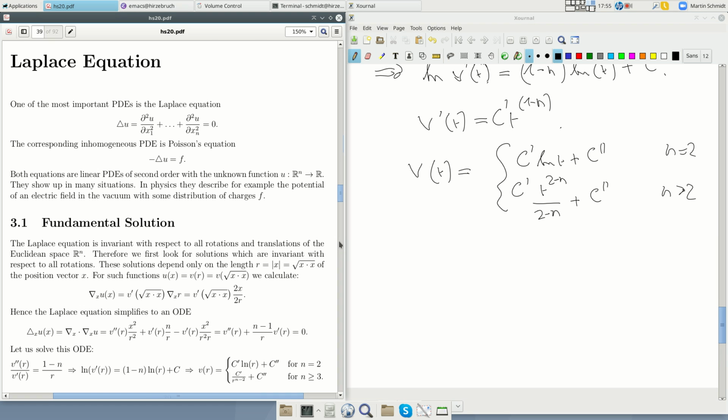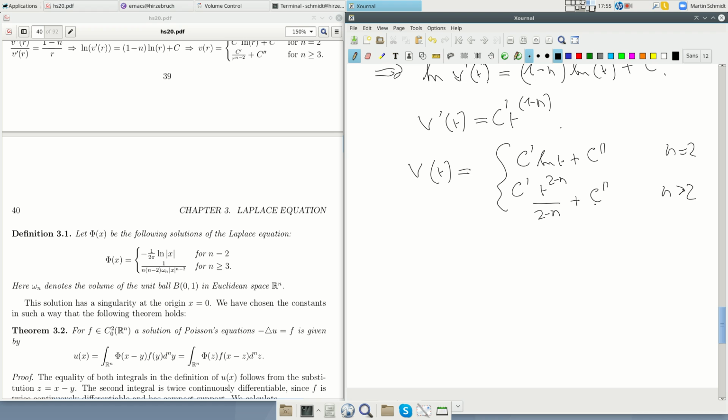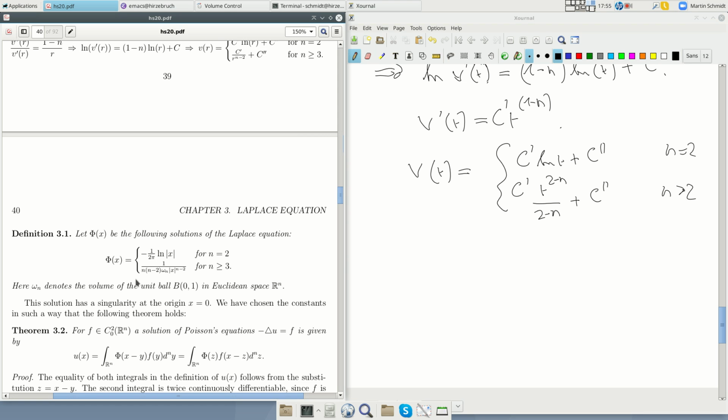Okay, and now we introduce the so-called fundamental solution. The fundamental solution is just a special choice of the constants. We just make a special choice. We choose this constant to vanish, to be 0, and here we make this constant.